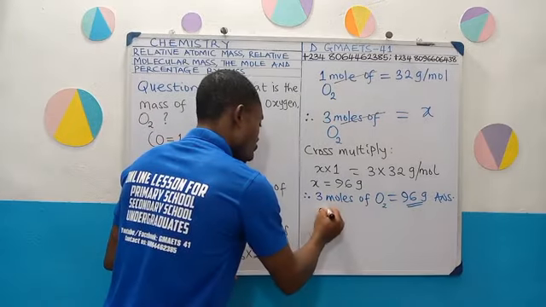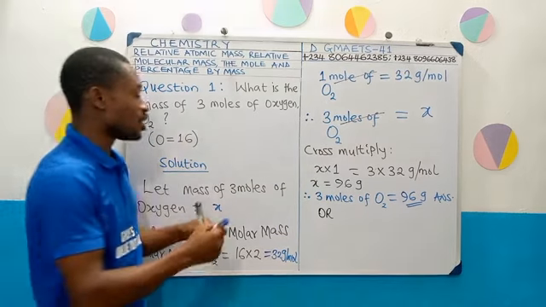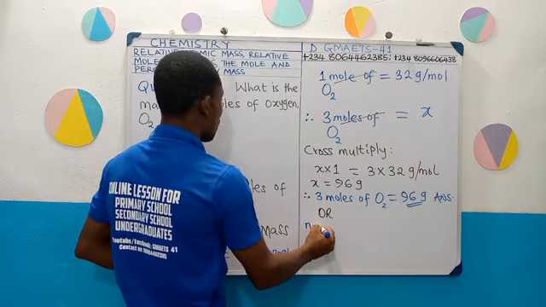Now method 2, where I can use the formula directly. From the question, I know that the number of moles, small letter n, is equal to 3.